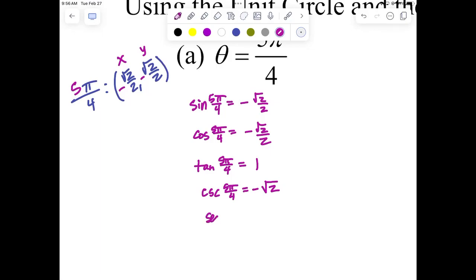All right, so what's the secant of 5 pi fourths? Negative square root of 2. Yeah, negative square root of 2. And then finally, the cotangent of 5 pi fourths. It's x over y. That is 1.